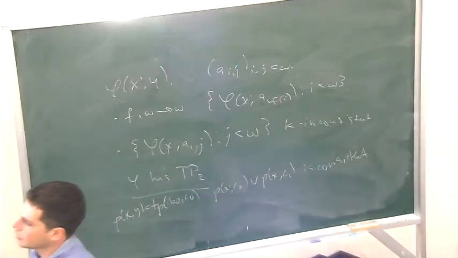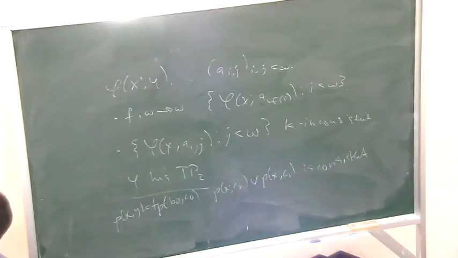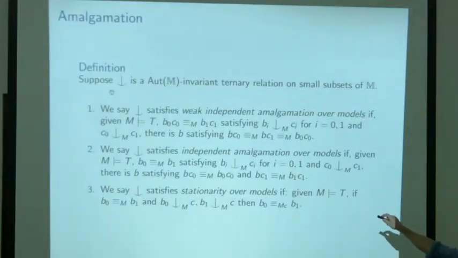And then independent amalgamation of types just drops the condition that these pairs have the same type over the model. So now C0 and C1 don't have to look anything alike.